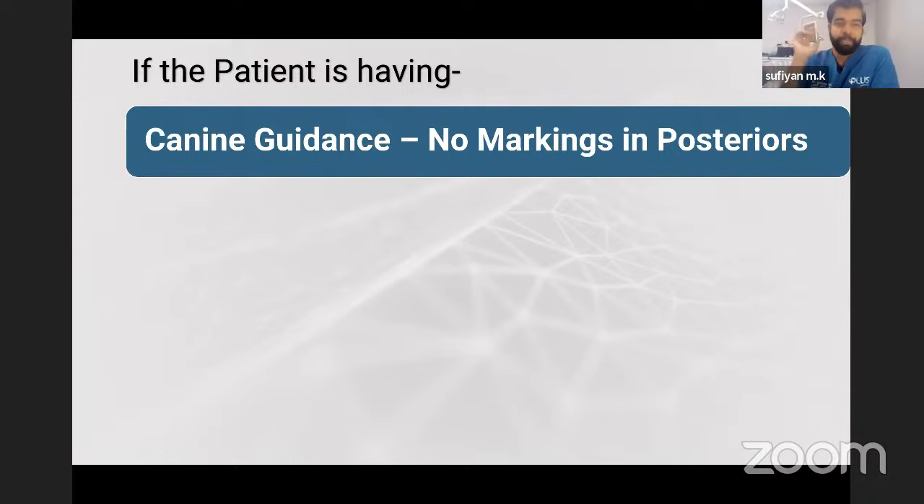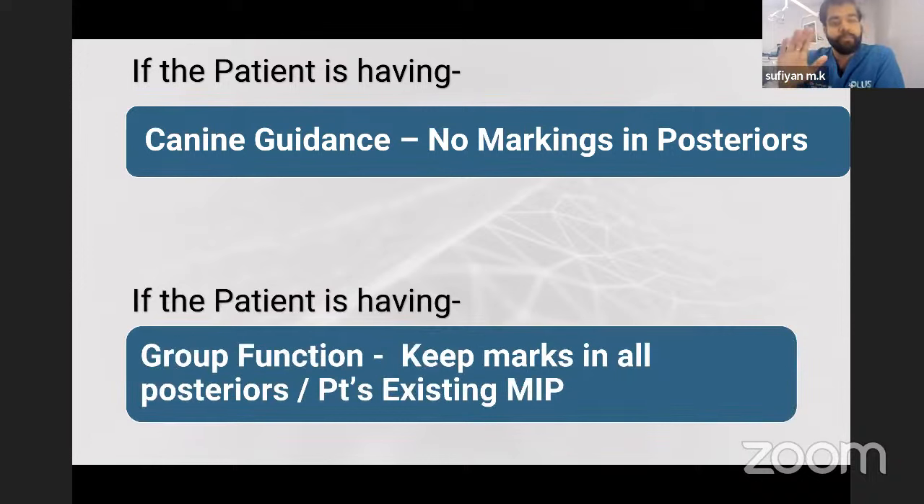Okay, just in simple words, I will tell you, if the patient is having canine guidance, there should be no marking in the posteriors in the lateral movements, right? That is simple. If the patient is having group function, keep all the posteriors the same as the patient is having, that is the existing MIP, or if you are giving a new type of occlusion, all the posteriors should have the markings. Okay, convey the same thing to the lab technician as well. Understood?